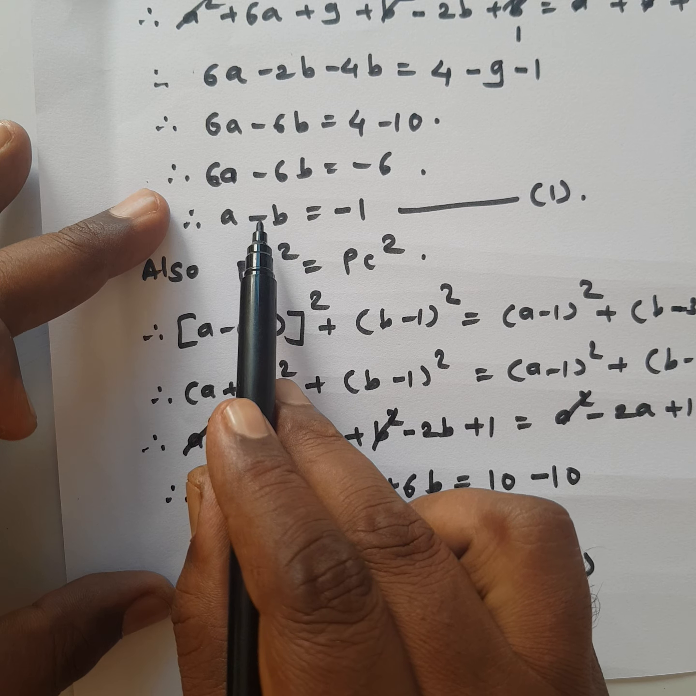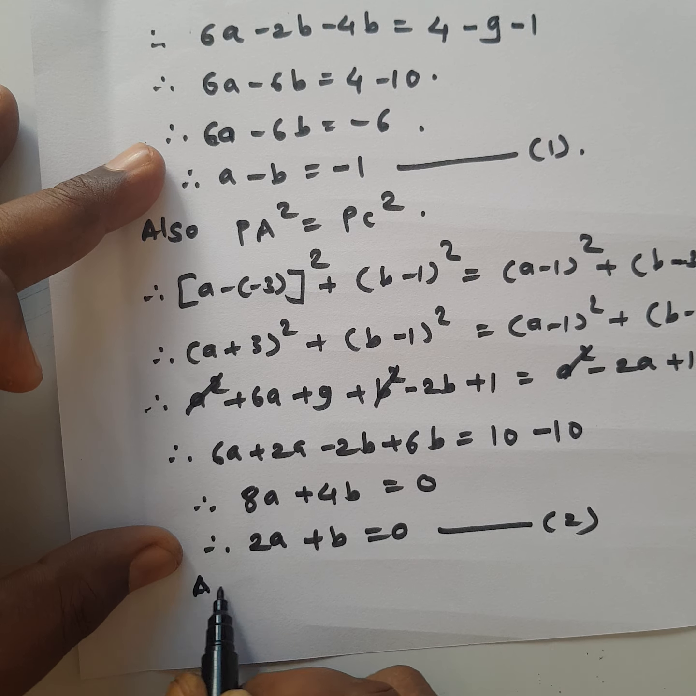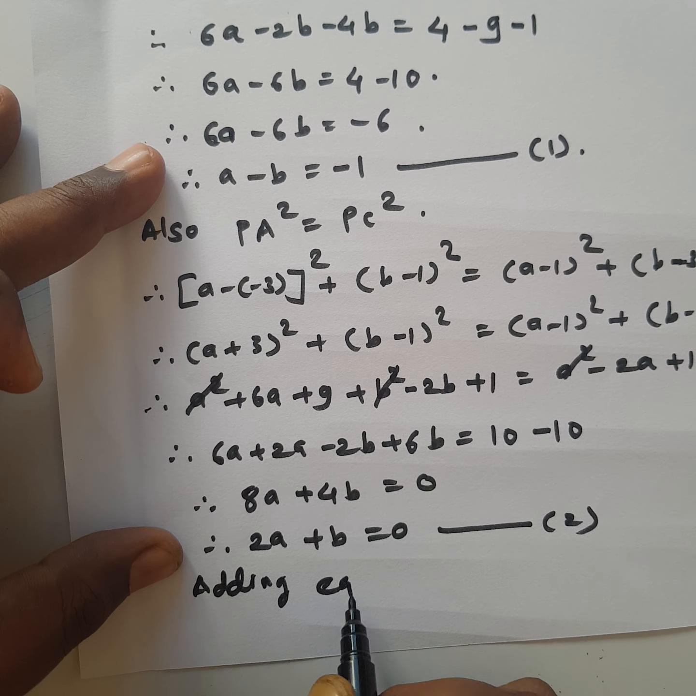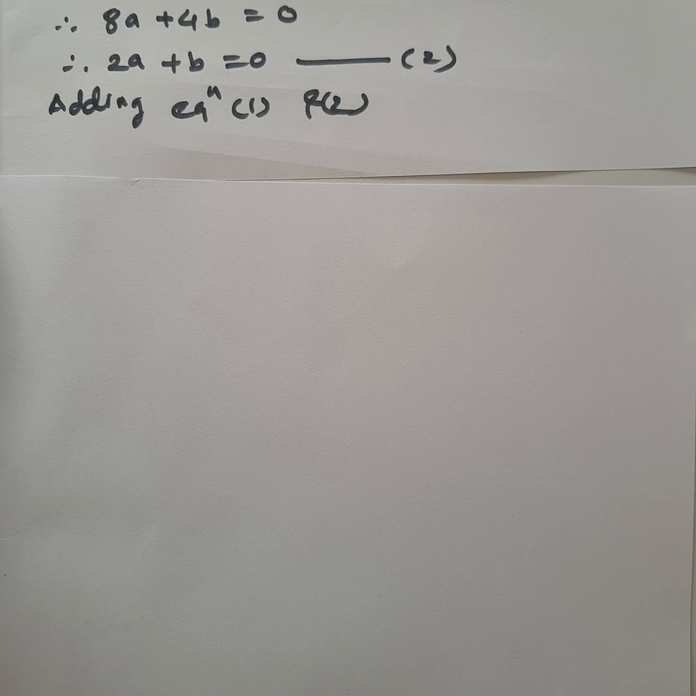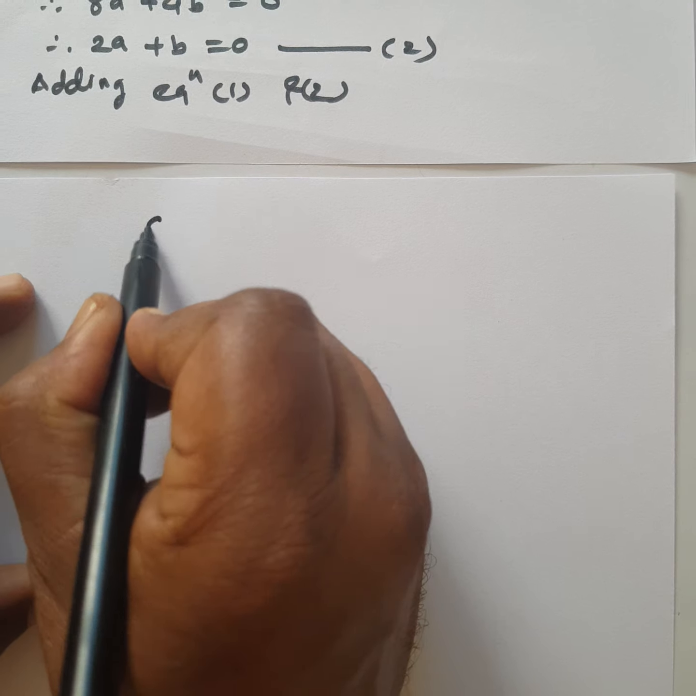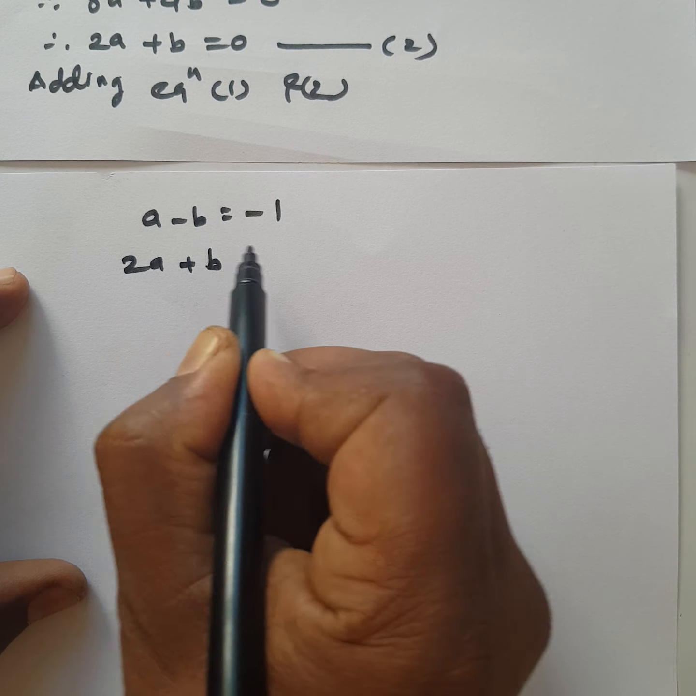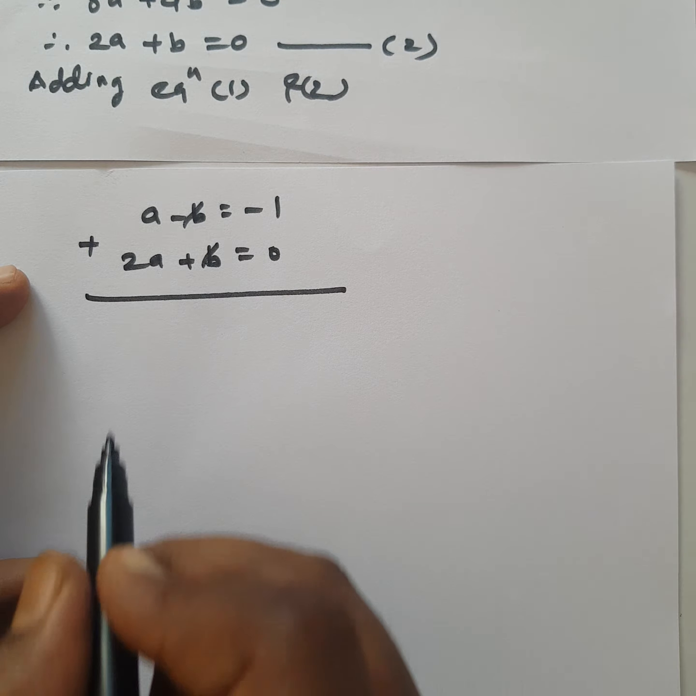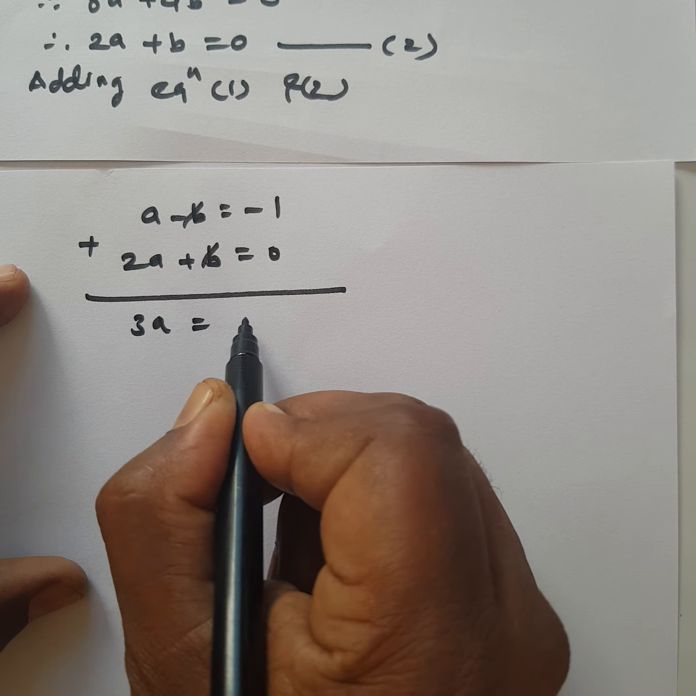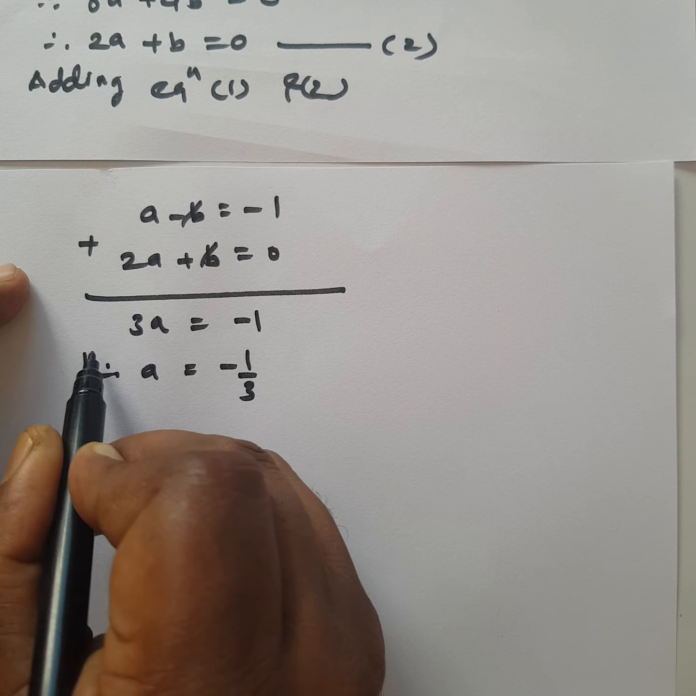Here minus b and here is plus b. Signs of variable b are opposite. Therefore, we have to add equation 1 and 2. Equation 1 was a minus b is equal to minus 1, and equation 2 is 2a plus b is equal to 0. Addition, therefore minus b plus b is 0. 3a is equal to minus 1, therefore a is equal to minus 1 upon 3.